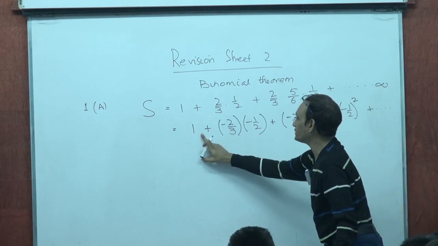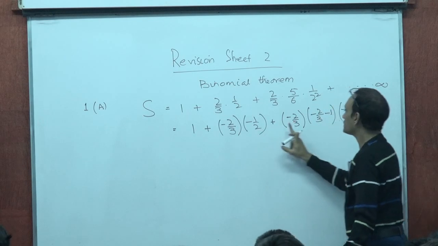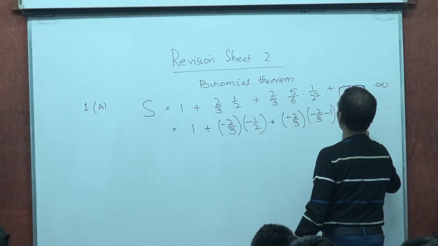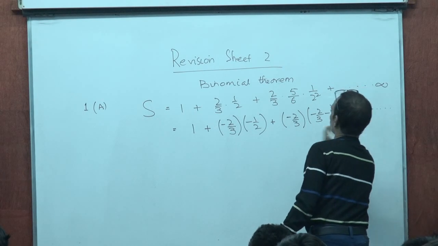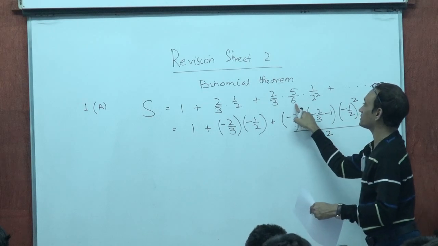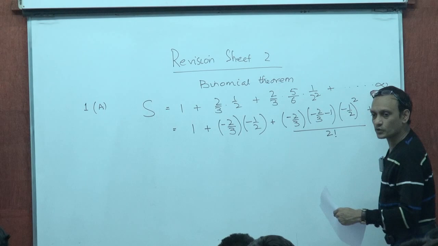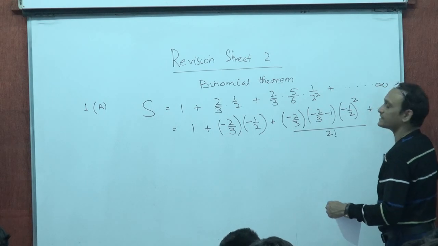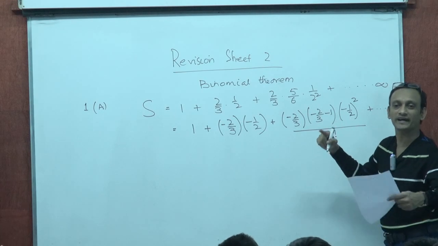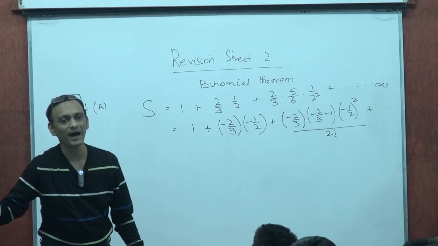So which is like 1 plus nx plus n into n minus 1 by 2 factorial x squared plus n into n minus 1 into n minus 2 by 3 factorial x cubed, etc., up to infinity. That's going to be 1 plus x to the power n.